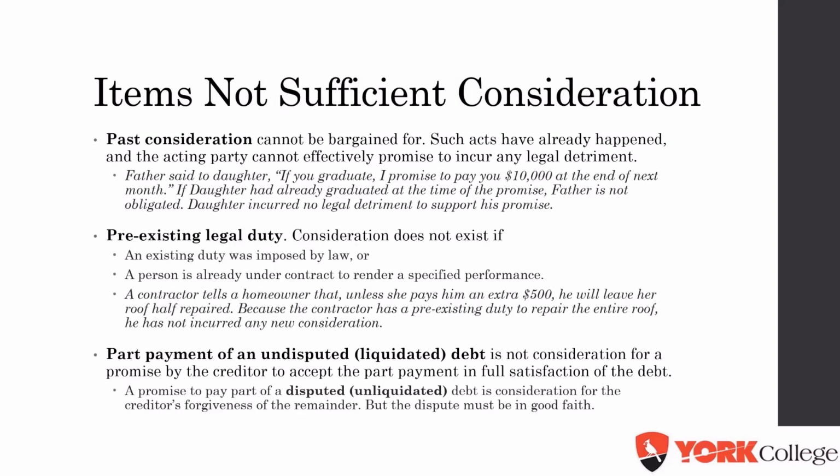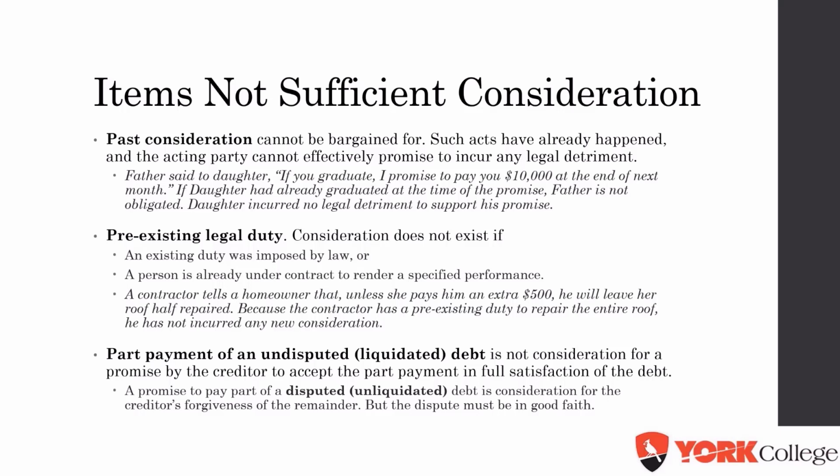So what are items that are not sufficient consideration? So these would be past consideration. The law deems that past consideration cannot be bargained for because such acts may have already happened, and the acting party can't actually promise to do something that already happened.